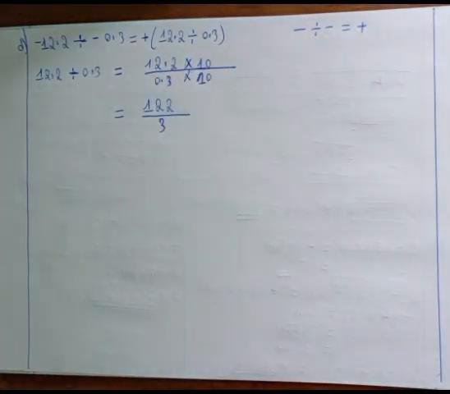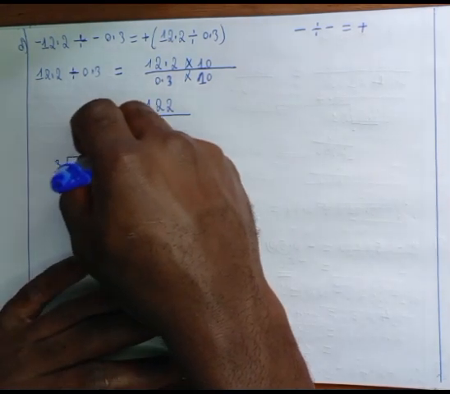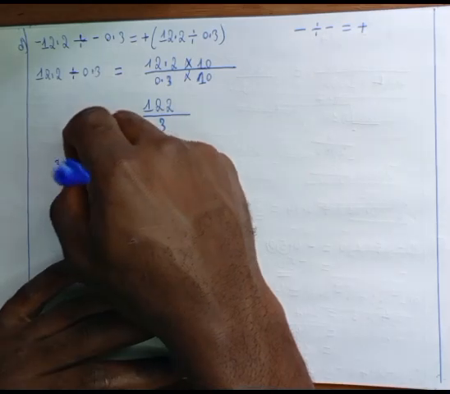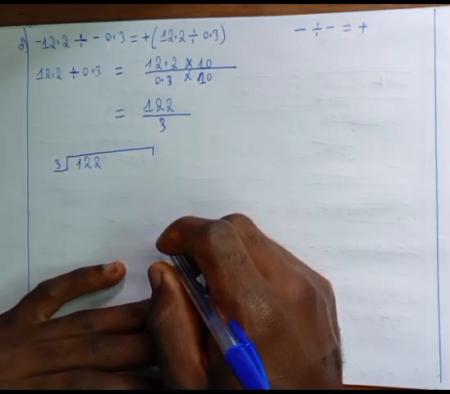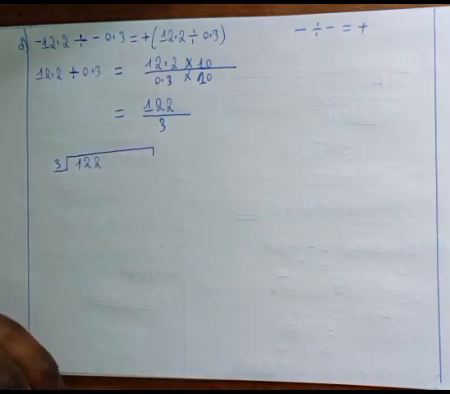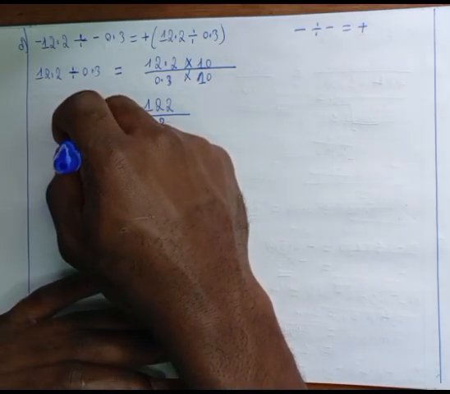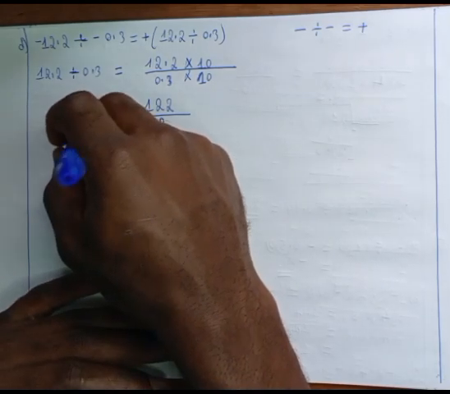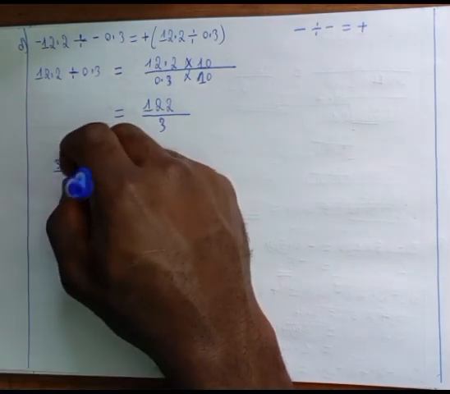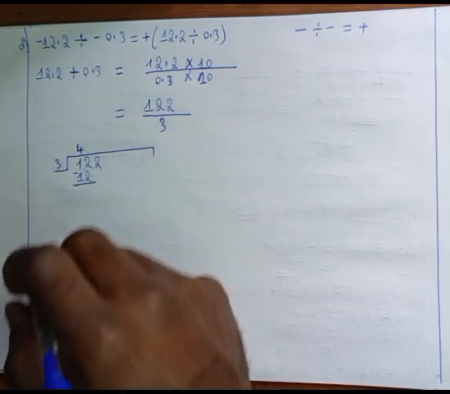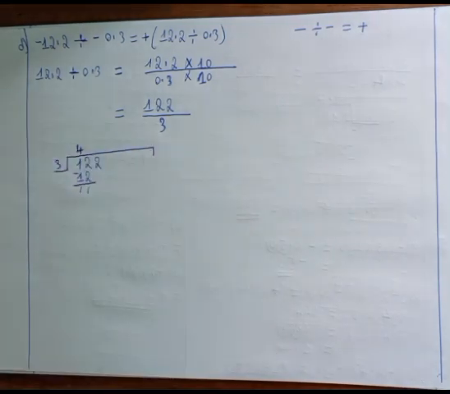Next thing, we are going to make use of the method of long division. We are going to send out 3, then we send in 122. The number 122 is greater than 3. We take the first two digits, we combine them, they will give us the number 12, which is greater than 3. 12 divided by 3 gives us 4. Take now 4 times 3, it gives us 12. We subtract. 12 minus 12 gives us 0.